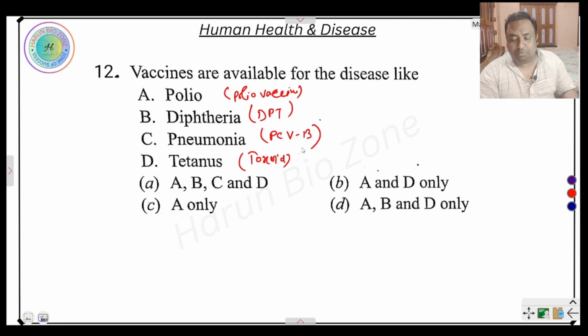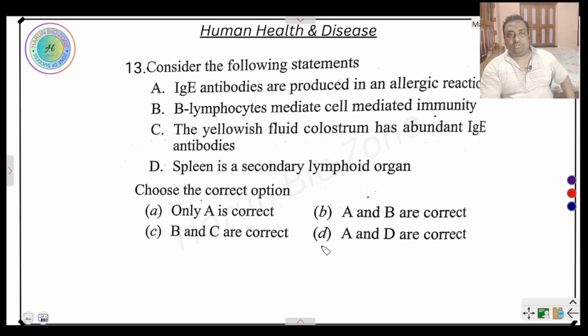PCV13 is a pneumonia vaccine. So here A, B, C, D, all of the options are correct. Next question, consider the following statement: IgE antibodies are produced in an allergic reaction. The IgE antibodies are produced in the allergic reaction.